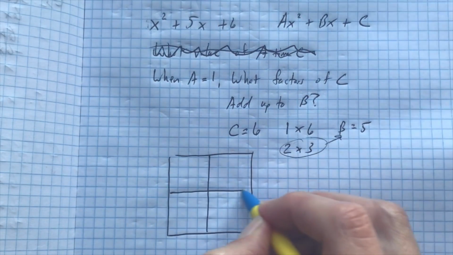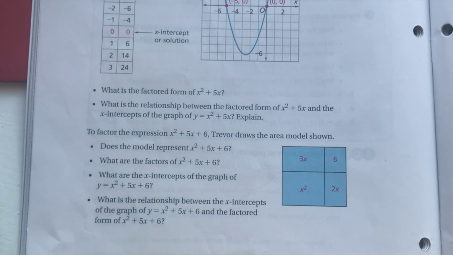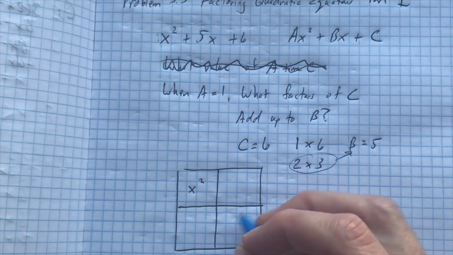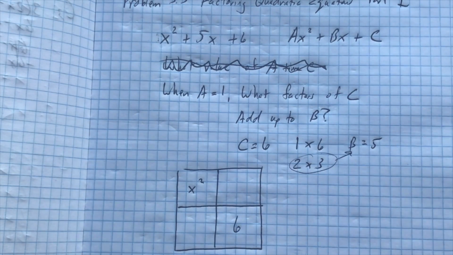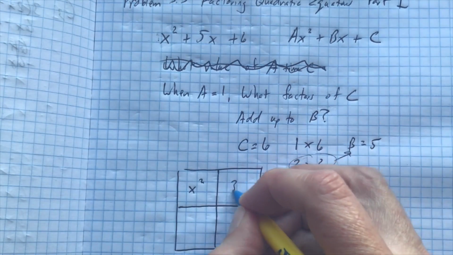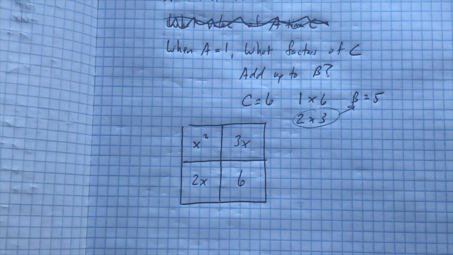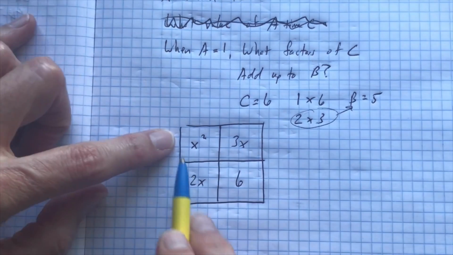So if I have this here, they're showing specifically an x squared down here. We like to put ours up here, x squared up here, and then the 6 down here. And then we could do our 3x and then our 2x like that. And then what I would do is I'd begin to factor those out. So what goes out here?